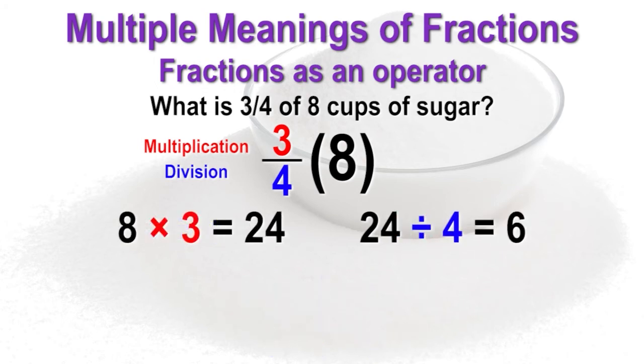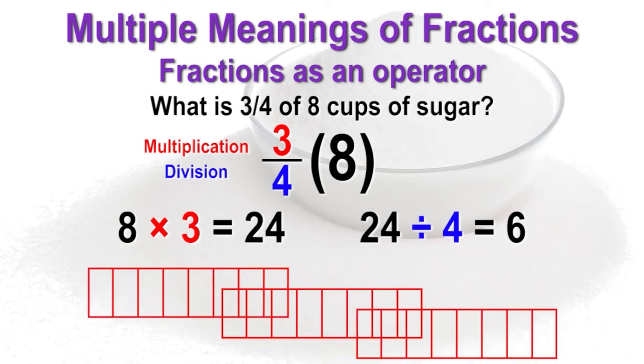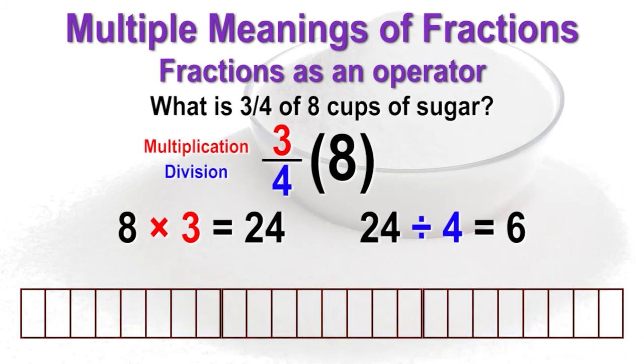Students could also multiply by the numerator first, then divide by the denominator. Start by drawing the 8 units, or 8 cups, then multiply by 3 to get 24. Next, divide the 24 units into 4 groups for a total of 6 in each group. 3/4 of 8 is 6.